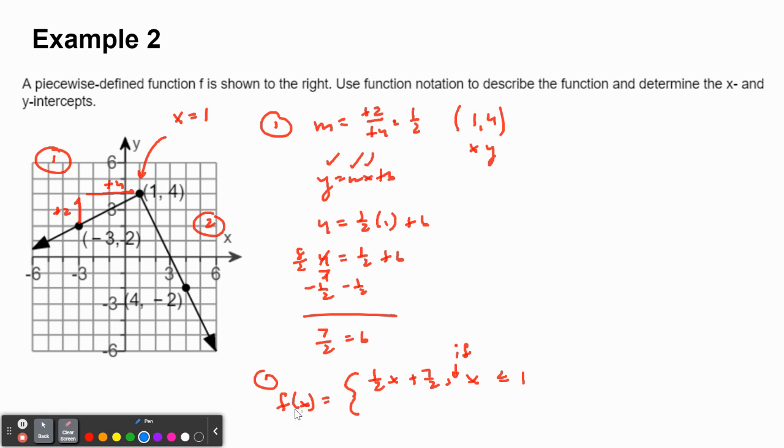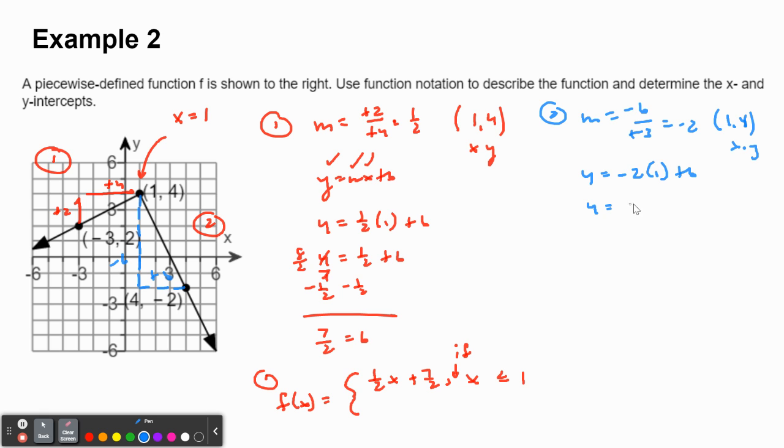Okay, and then step 2, let's find the other linear equation. So I'm going to count the slope from 1, 4 to 4, -2. We're going to go down 1, 2, 3, 4, 5, 6, go down 6, and then right 1, 2, 3, and then right 3. So the slope here is down 6 and right 3, which is a slope of -2. We are again going to use the point 1, 4 as our x, y in slope-intercept form.